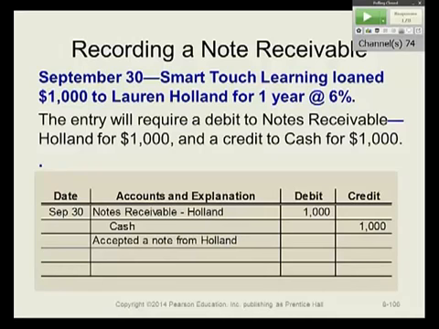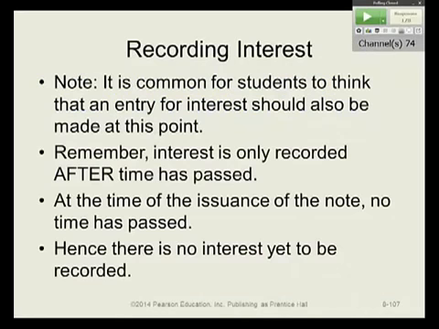Now, the question, or at least the comment that the book makes, is what happens to the interest? I thought there was 6% interest. Again, remember that interest is not recorded until time passes. So you must have the passage of time in order for interest to accrue, so that on the day you sign the note, you don't owe any interest. It's only with the passage of time. So this is the point that's made on this slide, that no interest is to be recorded on the date the note is signed. You only record interest when time passes.